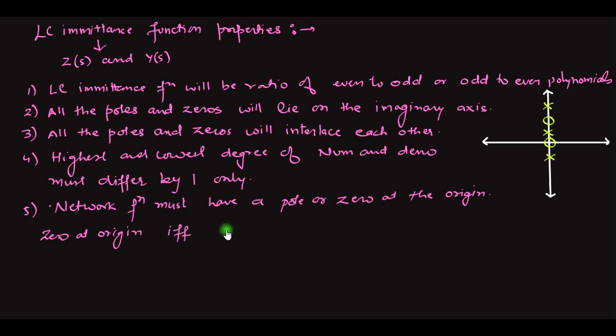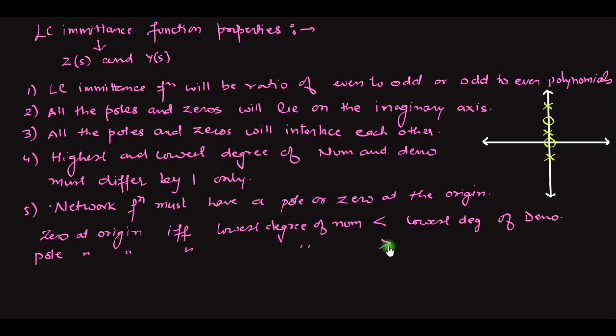A zero at origin will exist if the lowest degree of numerator is less than the lowest degree of denominator, and similarly a pole at origin will exist if the lowest degree of numerator is greater than the lowest degree of denominator. We will now discuss some numericals to identify whether the given network function is an LC immittance function or not.